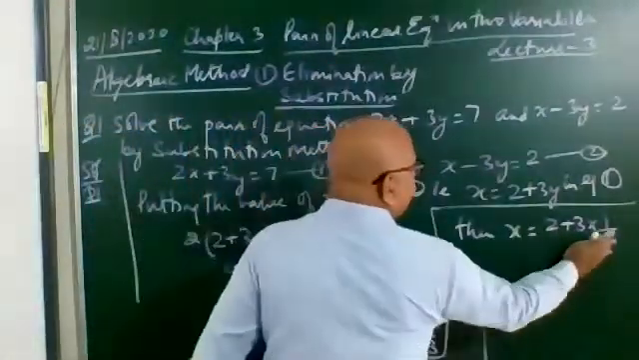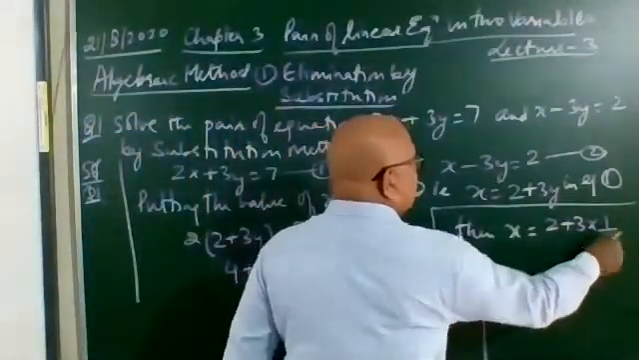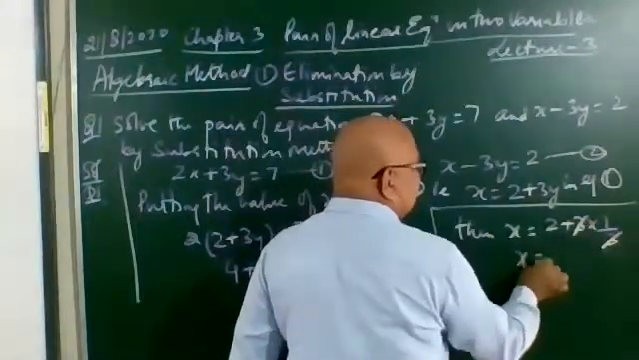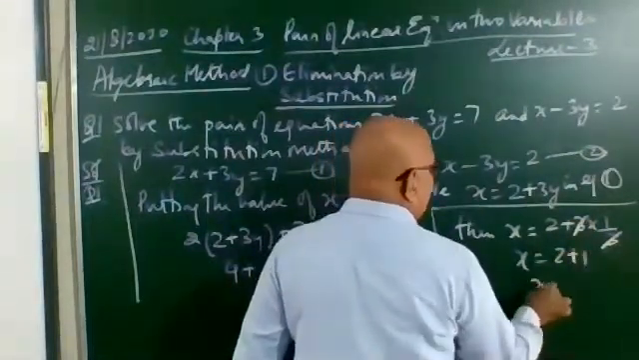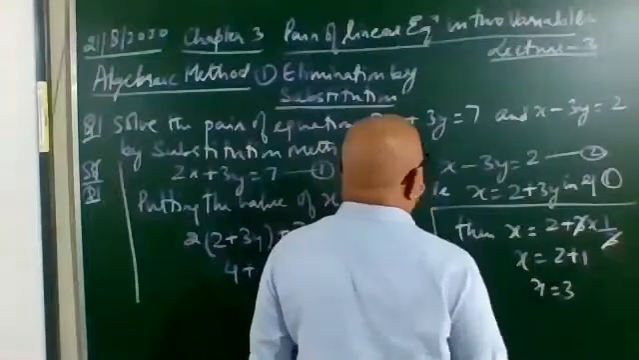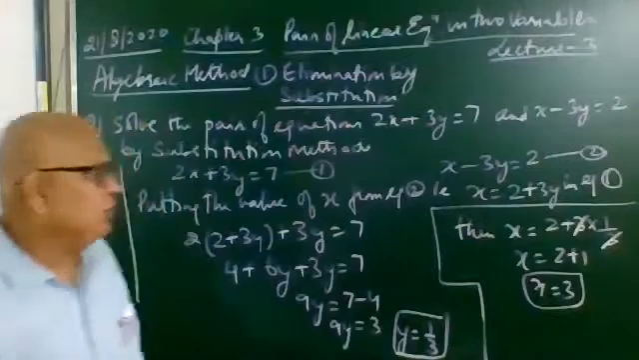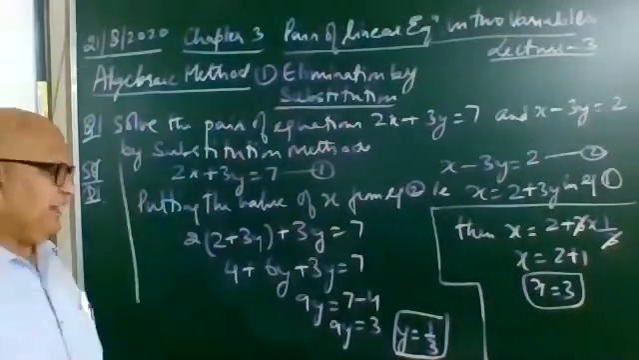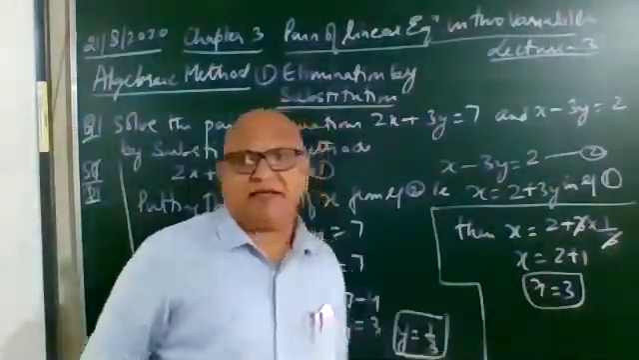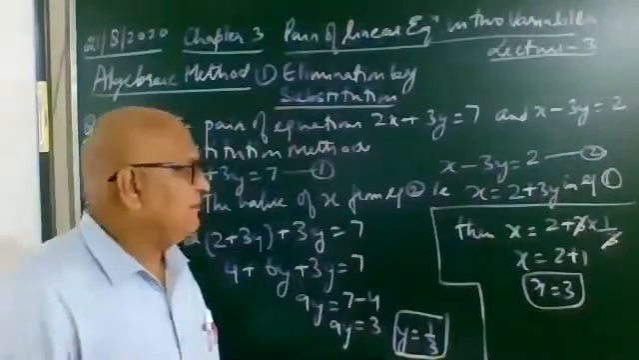Now here, this 3 and this 3 cancel. x equal to 2 plus 1. x equal to 3. So this is the way to find out the value of x and y by substitution method.